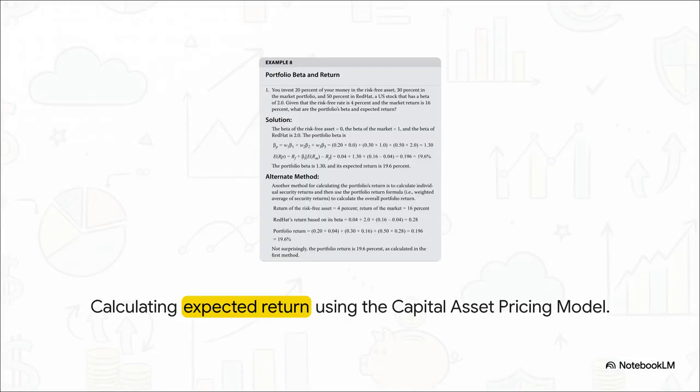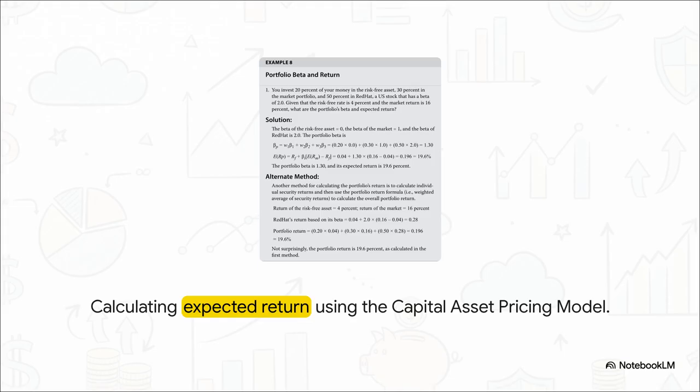Let's see how this all elegantly comes together in the capital asset pricing model, or CAPM. Just looking at the math here, CAPM states that the expected return of an asset equals the risk-free rate plus its beta multiplied by the market risk premium. And that premium is just the expected return of the market minus the risk-free rate. So in this example, with a risk-free rate of 4%, a total market return of 16%, and an asset with a beta of 2.0, the formula calculates a required return of 28% for that specific stock.